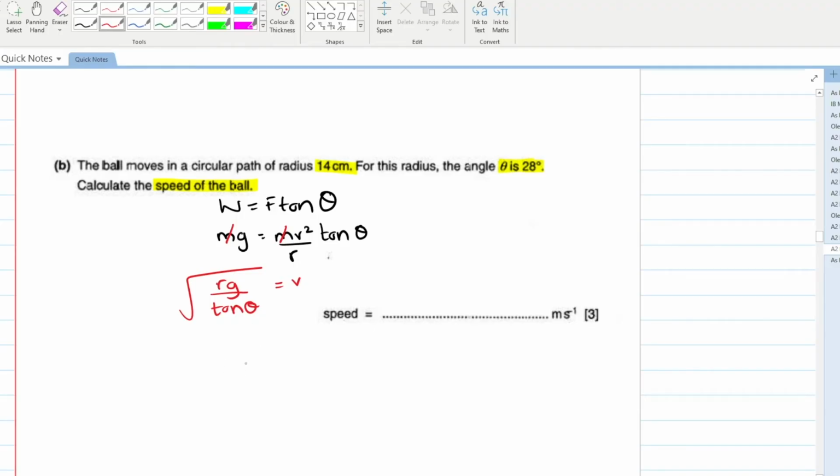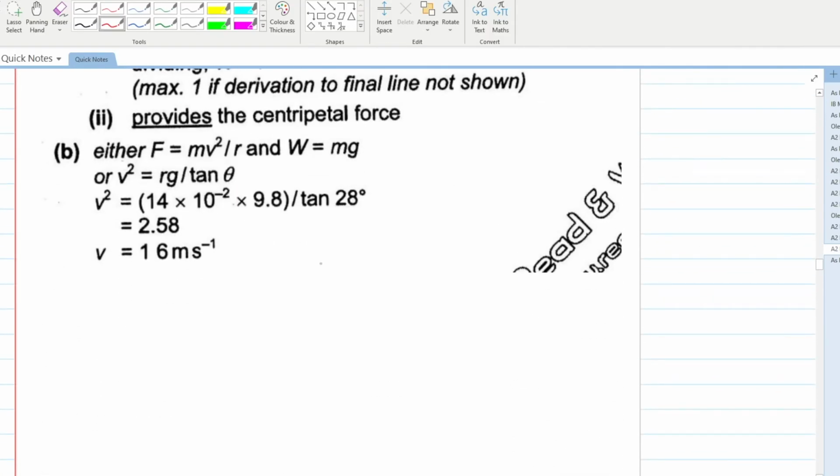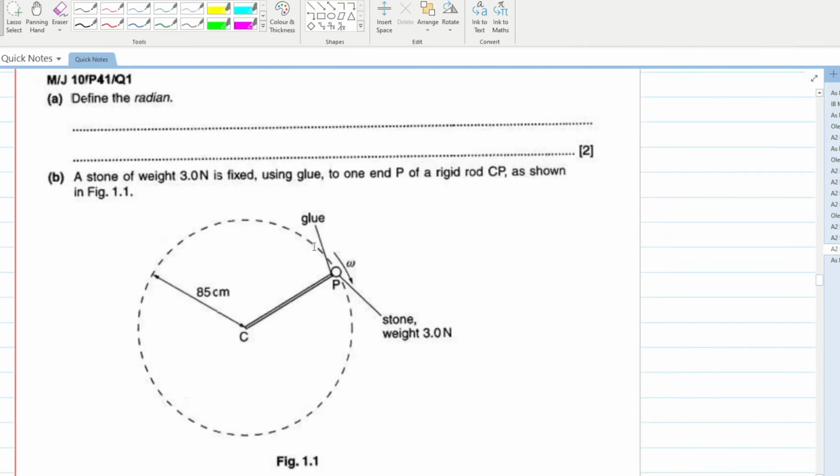What is R? 14 centimeter. We will convert it into meter. 0.14. What is G? 9.81. What is theta? 28. Take an under root, you will get your velocity. Let me take out the calculator. The velocity comes out to be 0.14 into 9.81 divided by tan 28 under root, your answer. The velocity comes out to be 1.6 m s minus 1. Let's check our answer as well, whether it is correct or not. Yes, we are going good. Let's move on to the next question.